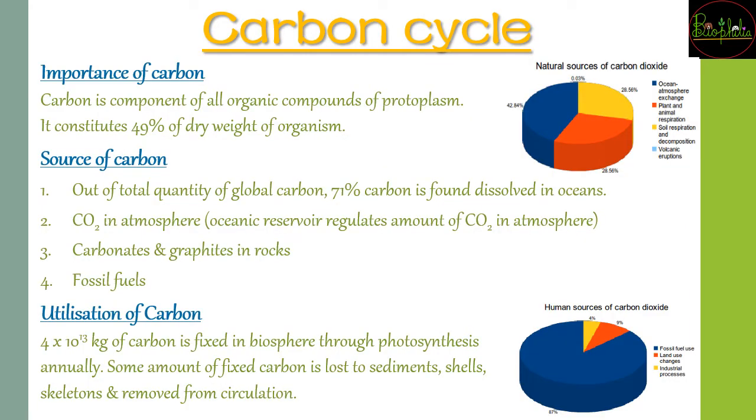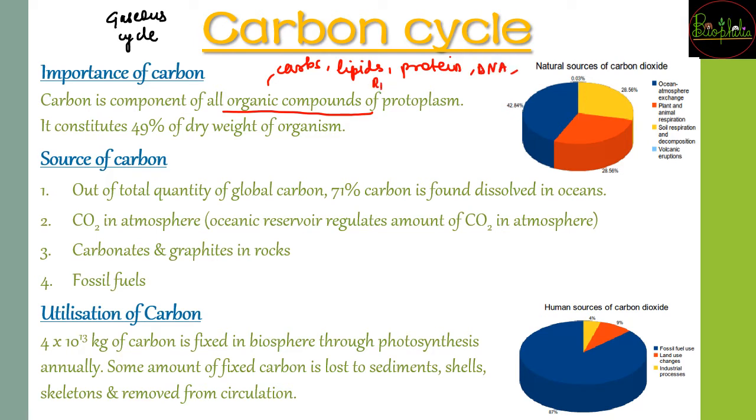So the first cycle for our study in detail is going to be the carbon cycle, which comes under the gaseous cycle type. In gaseous cycles, carbon, as we know, is a very important component for all the living compounds found in the protoplasm. Some examples can be carbohydrates, lipids, that is fats. You can also find it in proteins, in nucleic acids like DNA, in RNA, in enzymes, in hormones. So what not in the cell is made up of carbon, and it constitutes 49% of the dry weight of the organism.